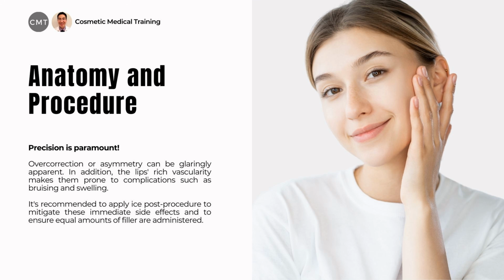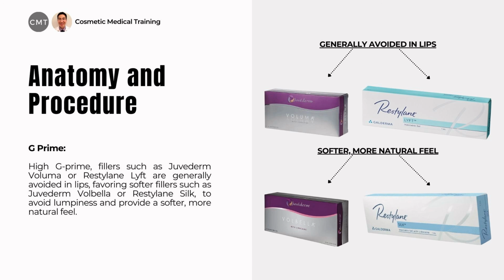In addition, lips' rich vascularity makes them prone to complications such as bruising and swelling. It's recommended to apply ice post-procedure to mitigate these immediate side effects and to ensure equal amounts of filler are administered. Additionally, due to their high G', fillers such as Juvederm Voluma or Restylane Lyft are generally avoided in lips, favoring softer fillers such as Juvederm Volbella or Restylane Silk to avoid lumpiness and provide a smoother, softer feel.